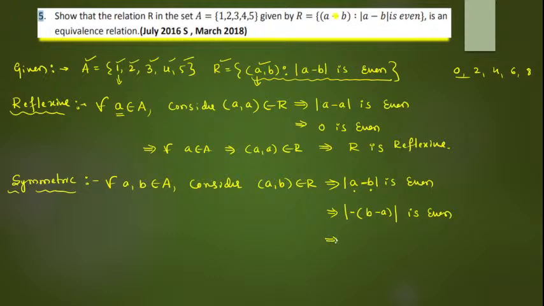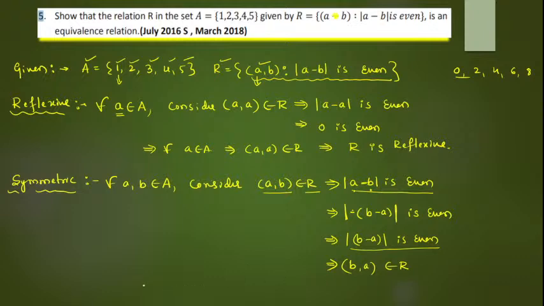Okay, this implies the modulus value always gives you a positive result, so the minus becomes plus here. So again I will write modulus of b minus a is even. Again same step, a minus b is even. A minus b is even means a comma b belongs to R. So b minus a is even means an ordered pair b comma a belongs to R.